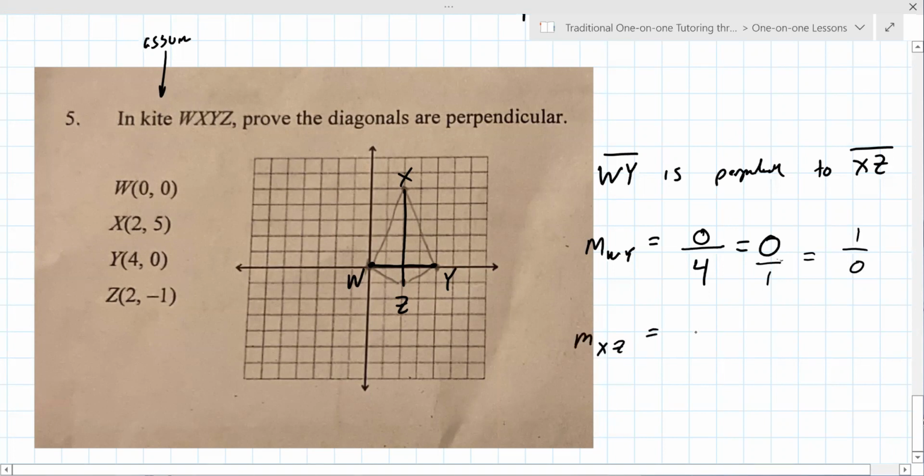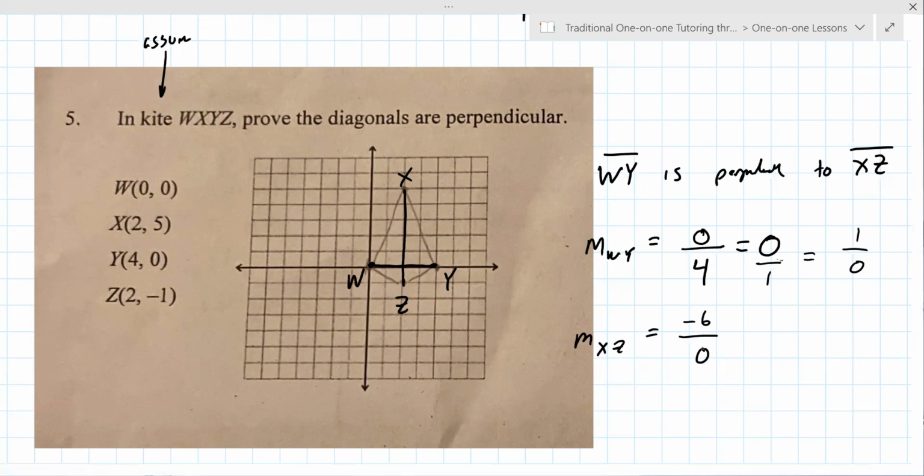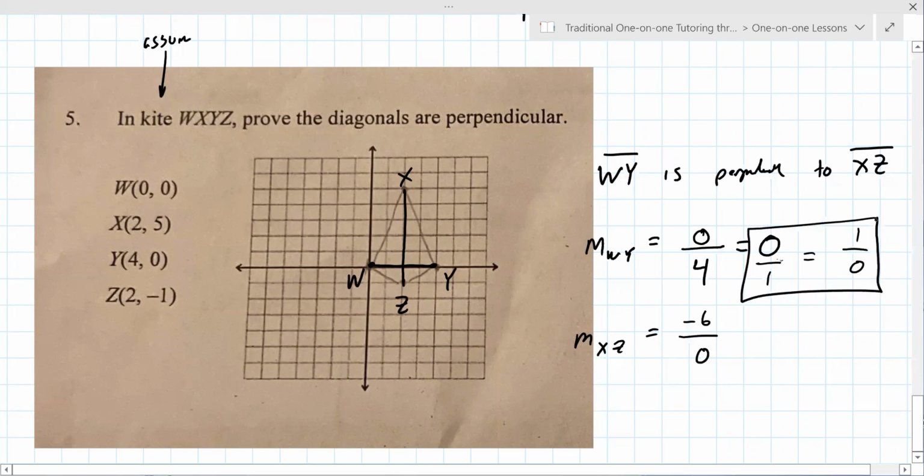So the slope from X to Z, the rise is minus 6 over the run of 0. So that's the same thing as the one before, even though it's a negative 6. So these actually are perpendicular. I don't really like this though. I'd rather you say something like it's y equals 0 and x equals 2, and we know that horizontal and vertical lines are perpendicular.